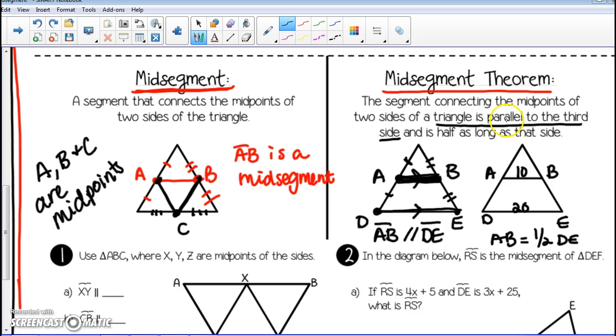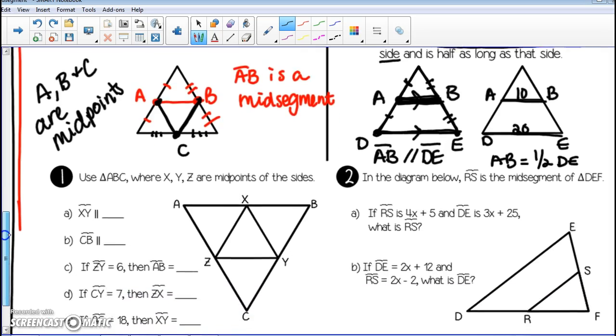So the theorem states that AB, the midsegment, is parallel to the third side of the triangle. AB is the midsegment of the two sides that you find the midpoint of, parallel to the third side, and it's half as much as that third side. So if DE is 20, then AB would be 10. AB, the midsegment, is half of the third side of the triangle. So that's what the midsegment theorem states.